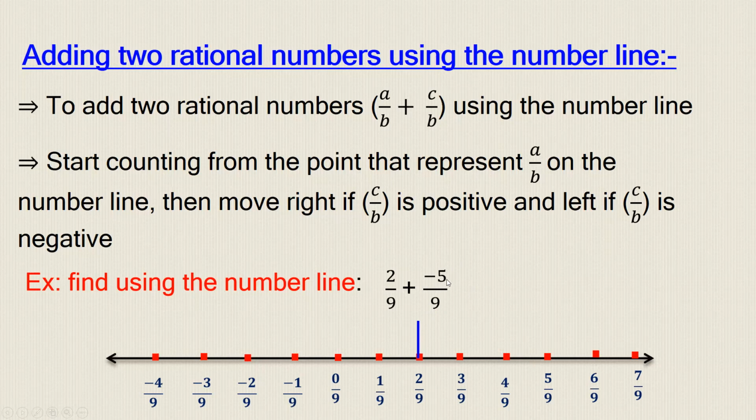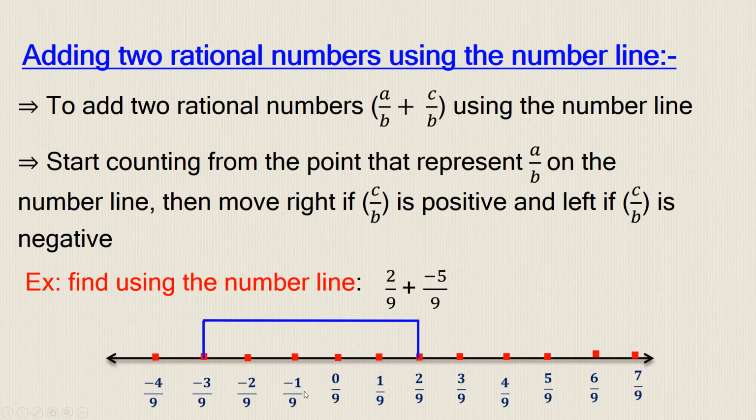It means I will move 5 steps to the what? To the left. Count with me: 1, 2, 3, 4, 5. I will stop here at negative 3 over 9.